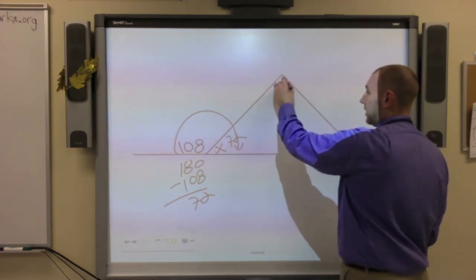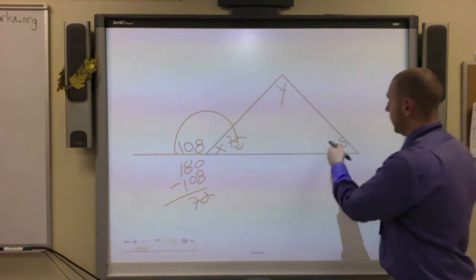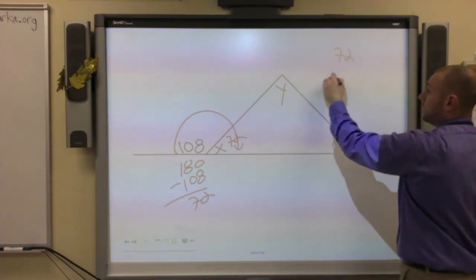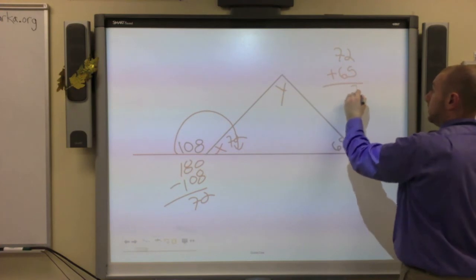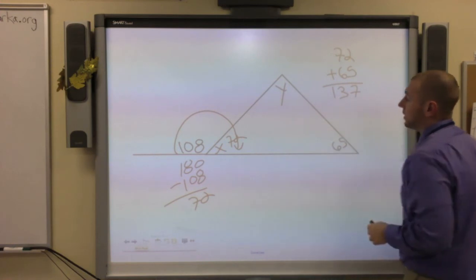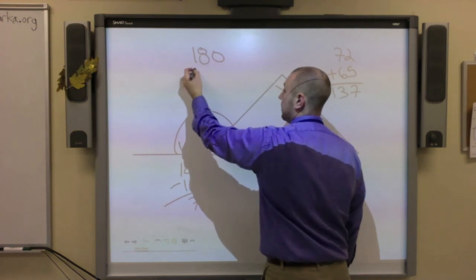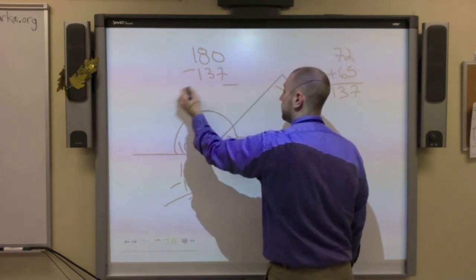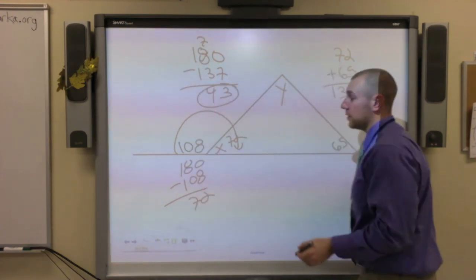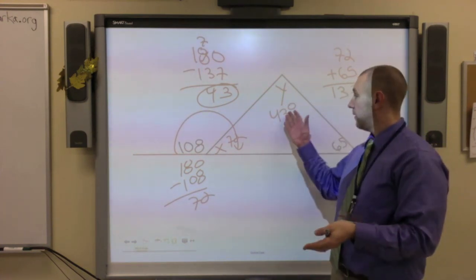Now I need to find this other angle up in my triangle, and I have 72 and 65 both inside the triangle. So 72 plus 65, 137. Then I subtract it from 180 to figure out what y is. 180 minus 137. That angle is 43 degrees, and I have just solved for that missing angle.